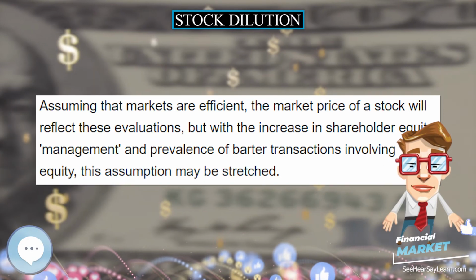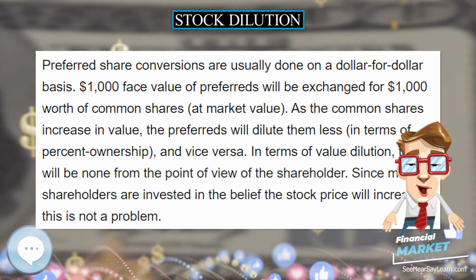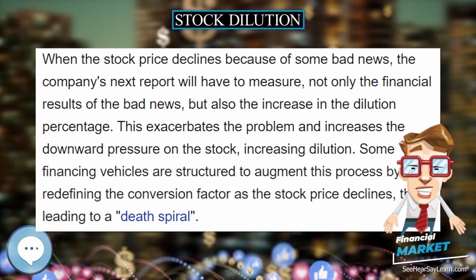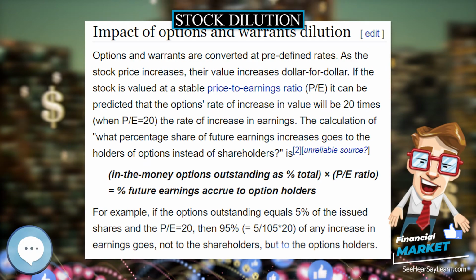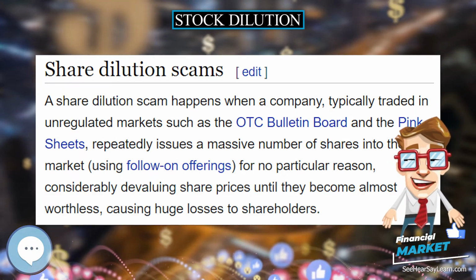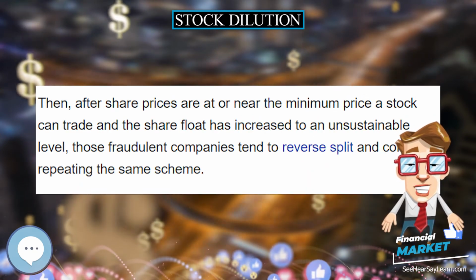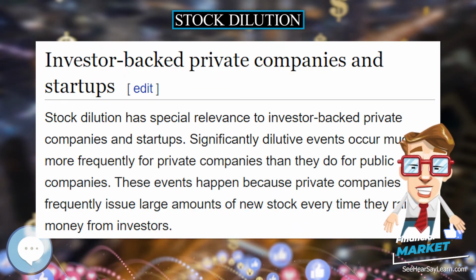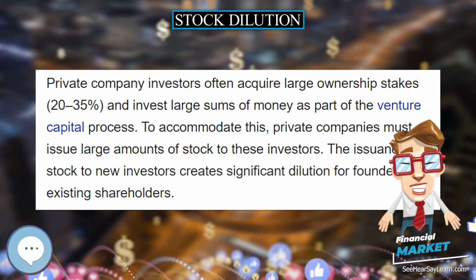Share dilution scams. A share dilution scam happens when a company, typically traded in unregulated markets such as the OTC Bulletin Board and the Pink Sheets, repeatedly issues a massive number of shares into the market, using follow-on offerings, for no particular reason, considerably devaluing share prices until they become almost worthless, causing huge losses to shareholders. Then, after share prices are at or near the minimum price a stock can trade and the share float has increased to an unsustainable level, those fraudulent companies tend to reverse split and continue repeating the same scheme.